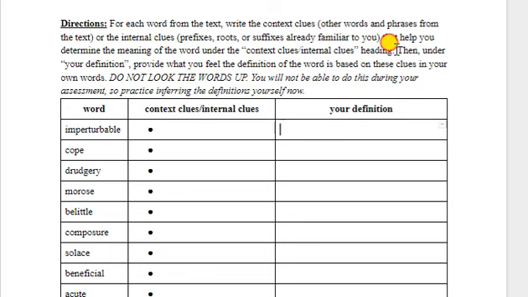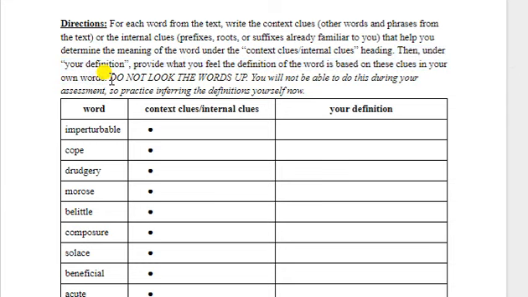And as you might have guessed, this over here is where you're going to put the definition. So it says, then under your definition, provide what you feel the definition of the word is based on these clues in your own words. Okay? So you're going to come up with what you would say is the definition of it based on all of the clues that you can find in the text around that word.